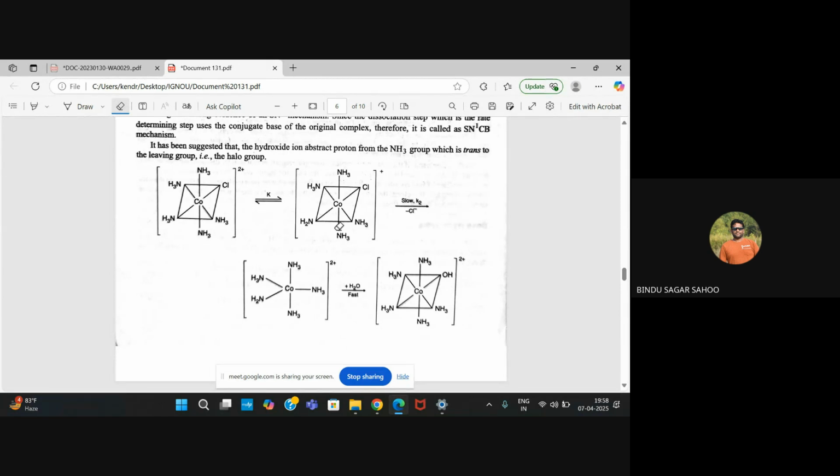But proton abstraction is the most important factor in base hydrolysis. It occurs always from the opposite position of the leaving group. If there is no proton in this position, then it can abstract a proton here also, here also, here also. But in this case, the rate will be slower.